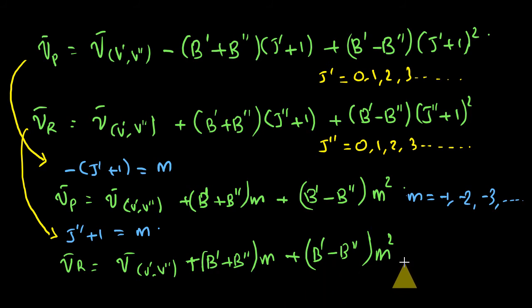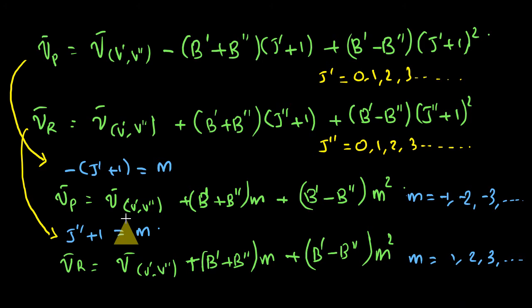What about the m values here? Here m is equal to j double prime plus 1. What is j double prime? 0, 1, 2, 3, etc. So m values are 0 plus 1, 1 plus 1, 2 plus 1, 3 plus 1, that is 1, 2, 3, 4, etc. Here m values are minus 1, minus 2, minus 3, etc. Here m values are 1, 2, 3, etc. So these equations look similar, but we have to remember that the m values are different. Here m values adopt the minus values, and here they adopt the plus values.